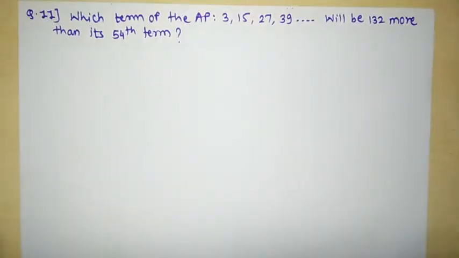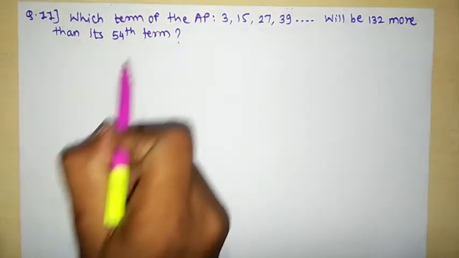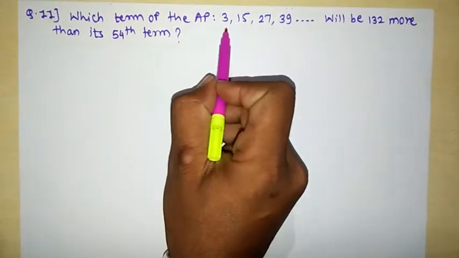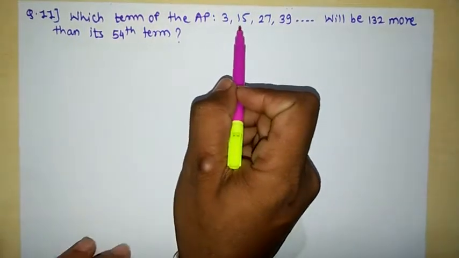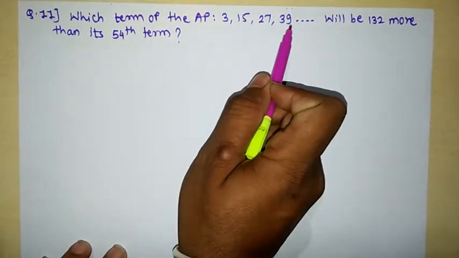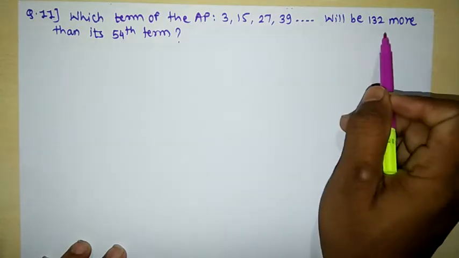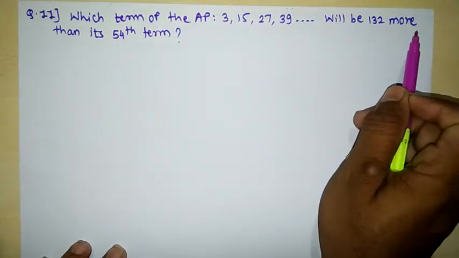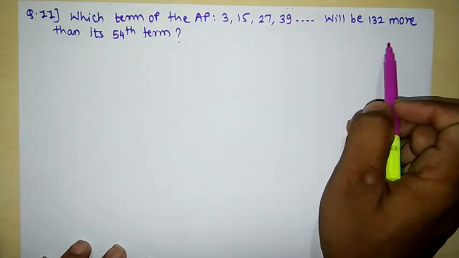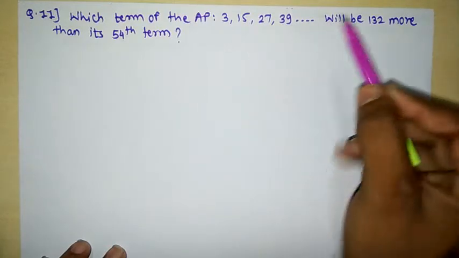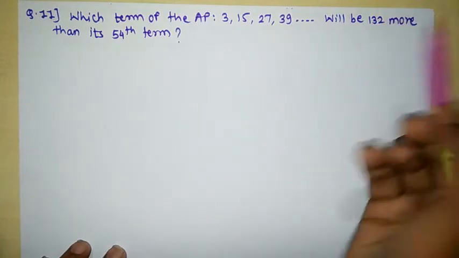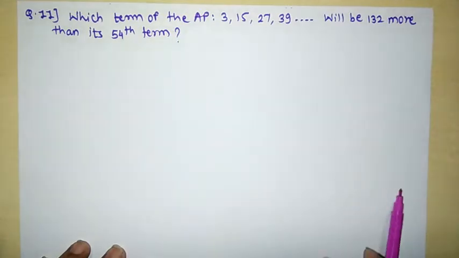Now we will see question number 11. Question number 11 is: which term of the AP 3, 15, 27, 39, and so on will be 132 more than its 54th term. Here we have to find which term. कौन सा term ऐसा है कि that is 132 more than its 54th term. 54th term से 132 नंबर से ज्यादा है, ऐसा कौन सा term है.